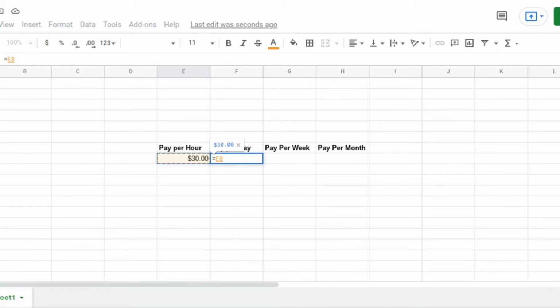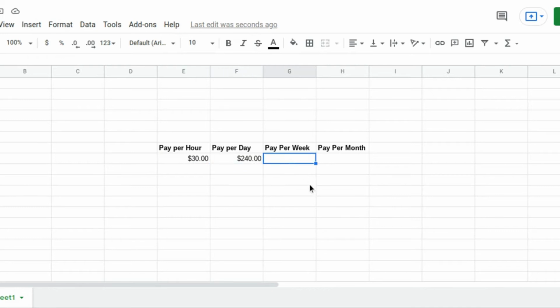Now, we're going to multiply. To multiply, you wouldn't use an X, but you would use a star or asterisk. So on your keyboard, you click on that star. So now we have that cell, which is $30 times, and we're going to do times 8 because it's 8 hours, right? And then you hit your enter key. And there you have it. That's $240. Now, what about per week?